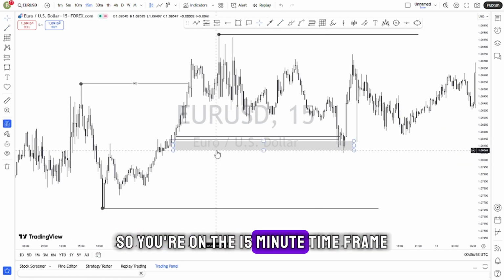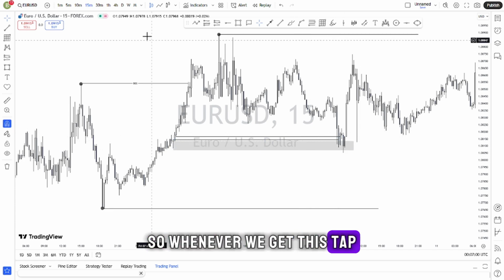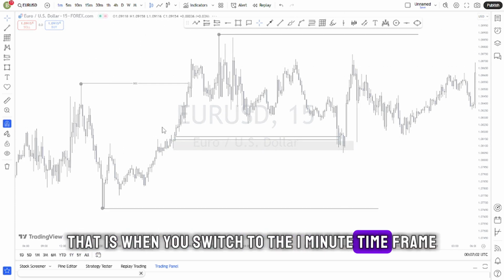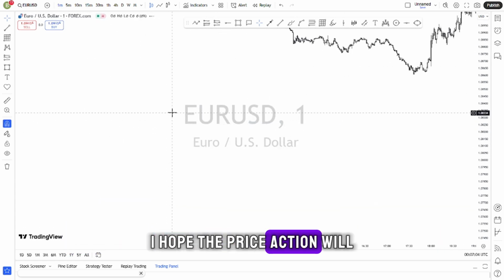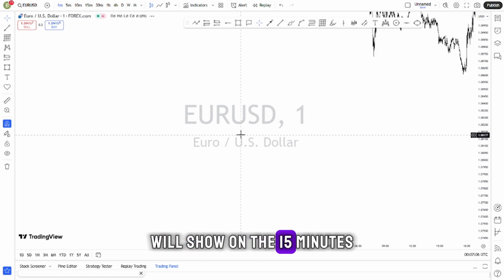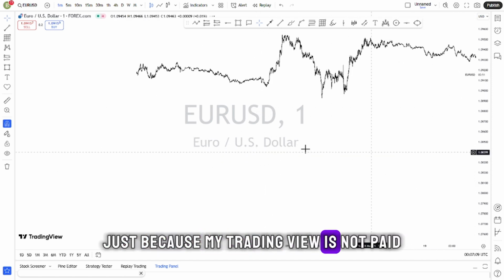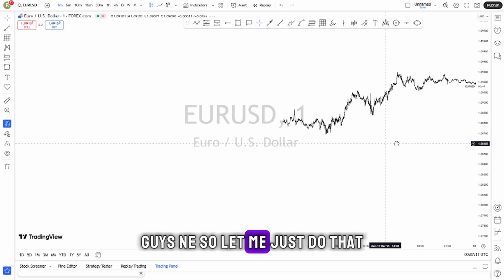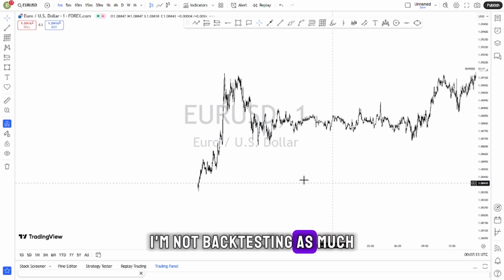So you're on the 15-minute time frame. Whenever we get this tap, that is when you switch to the 1-minute time frame. I hope the price action will show on the 15 minutes, because my TradingView is not paid, guys. So let me just do that. I'm not back testing as much.